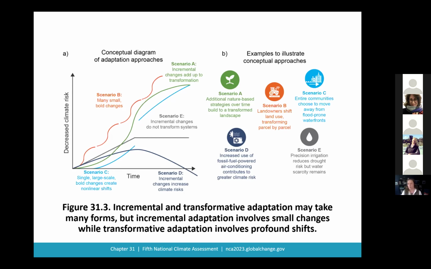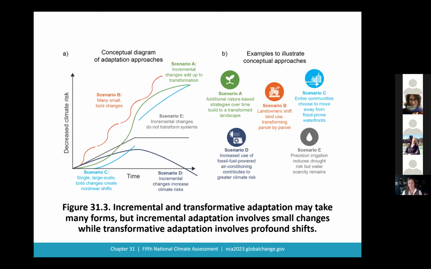Sometimes it could be harmful if it perpetuates social inequities, if it exacerbates them, if it makes the underlying conditions worse. So we are synthesizing the research, not making policy prescriptions, but this is one reason that the research does not suggest that all adaptation should be transformative.